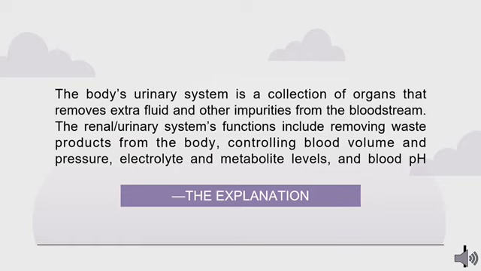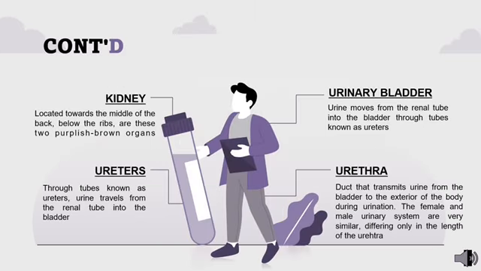Function of the urinary system. The body's urinary system is the collection of organs that remove extra fluid and other impurities from the bloodstream. The renal or urinary system functions include removing waste products from the body, controlling blood volume and pressure, electrolyte and metabolite levels, and blood pH. So these are the main functions of the urinary system.